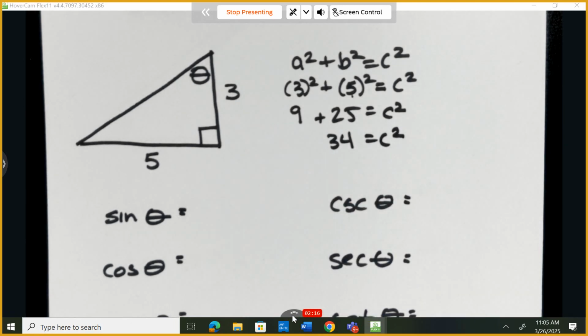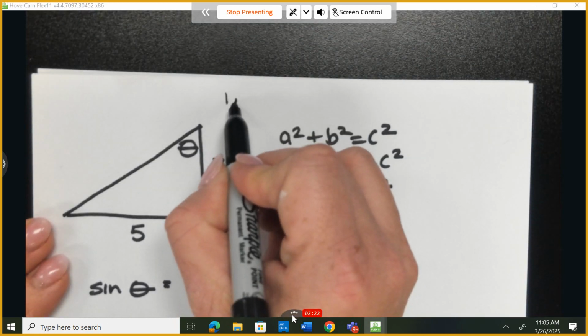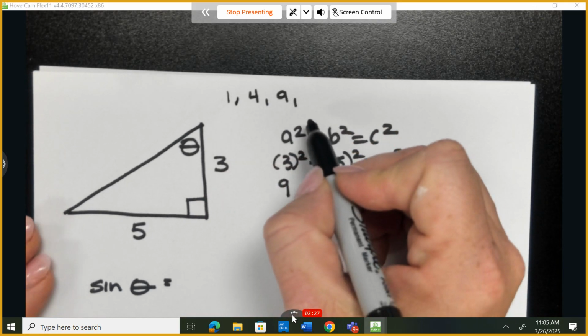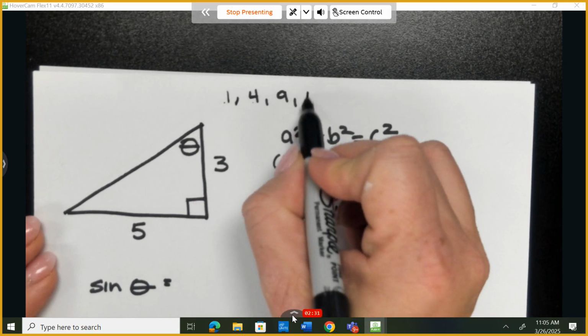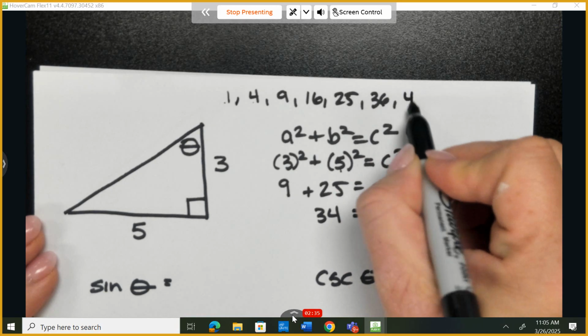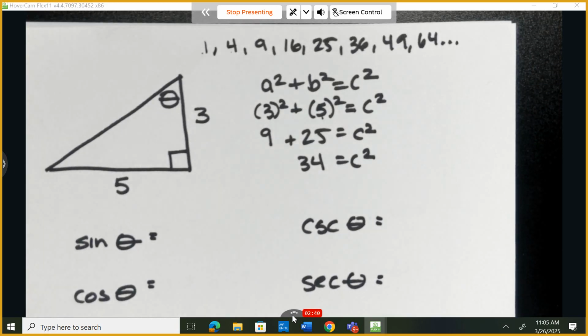Now what I want to make sure you write down is we're going to make a list of perfect squares. Please make sure to make this list. 1, 4, 9, and you're thinking, how is she getting these? 1 times 1, 2 times 2, 3 times 3, 4 times 4, 5 times 5, 6 times 6. You guys get the idea of this, right? It just keeps going.